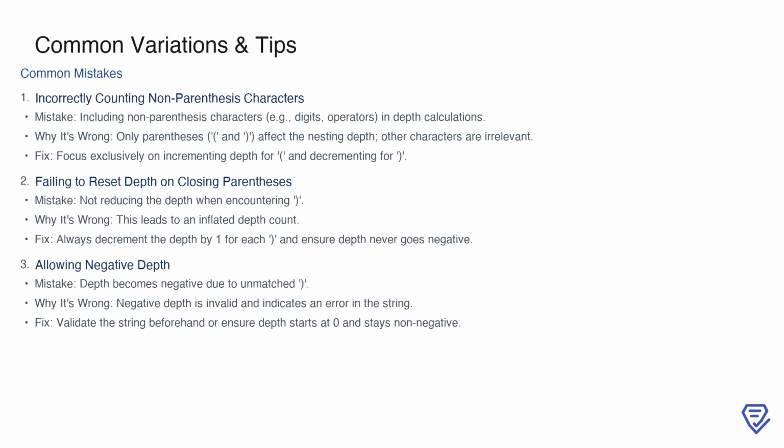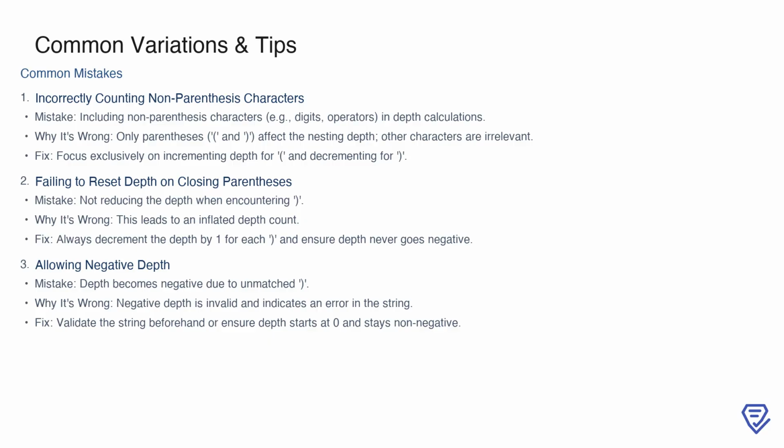Here, we're looking at some common mistakes to avoid when solving this problem. A frequent error is incorrectly counting non-parenthesis characters, such as digits or operators, in your depth calculations. This is incorrect because only the actual parentheses influence the nesting depth. To fix this, focus solely on incrementing depth when encountering an opening parenthesis, and decrementing it for a closing one.